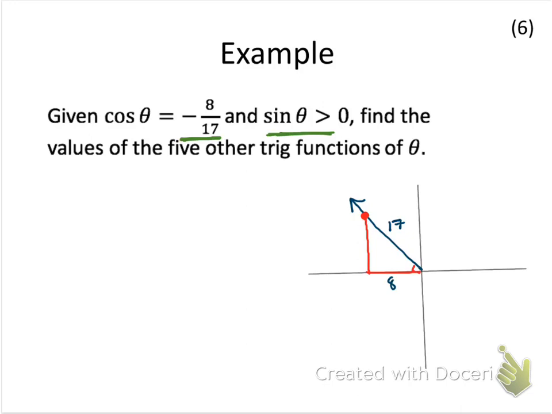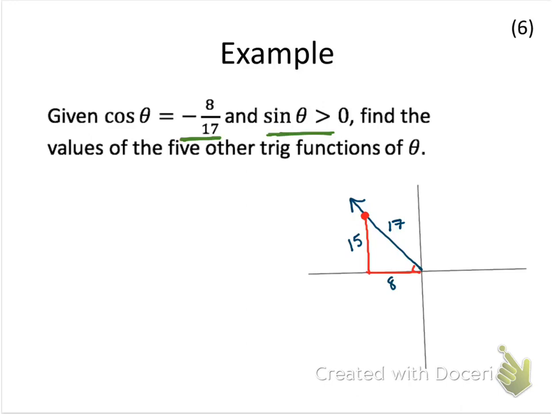We can use the Pythagorean theorem to solve for the rise. So if you'd like to pause the video now, you may solve the Pythagorean theorem and then come back and double check. All right, so you should have found that our rise is going to be 15.